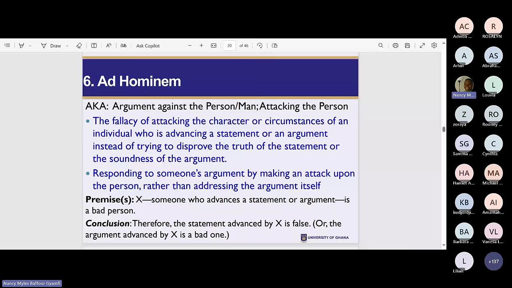Your contribution, you say the sister's father is this, she has bands, and every day she changes her phone, and this, therefore, we shouldn't listen to her about the window, whether we should open it or not. That is ad hominem. It's called attacking the person. You have left the issue. Your focus now is the person.